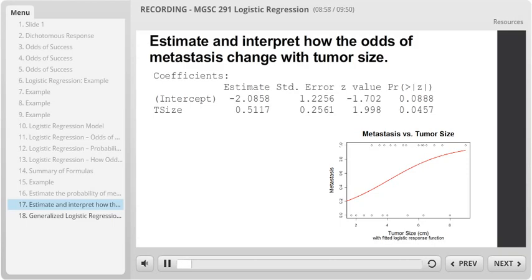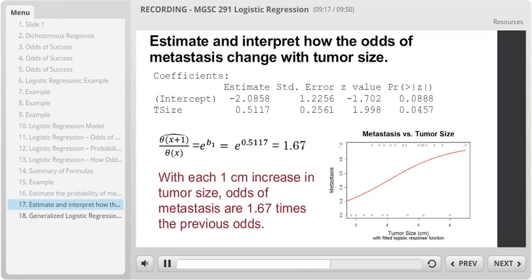Suppose we want to know how the odds of metastasis change as the tumor grows. We will use our formula for odds at x plus 1 over odds at x. Plugging in the value of b sub 1 gives us 1.67. Remember, this is a ratio. We say, with each centimeter increase in tumor size, the odds of metastasis are 1.67 times the previous odds. Or we could say the odds increase by 67%.